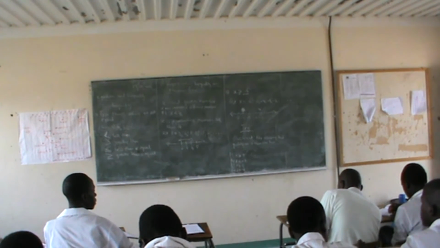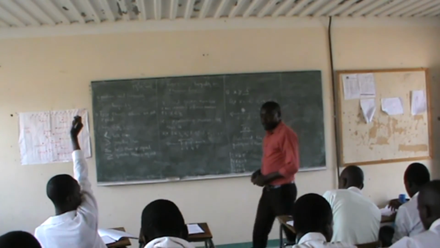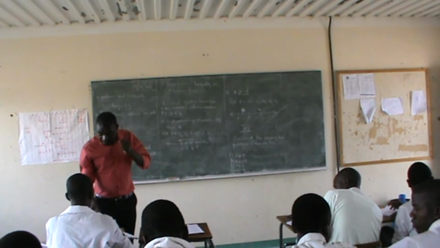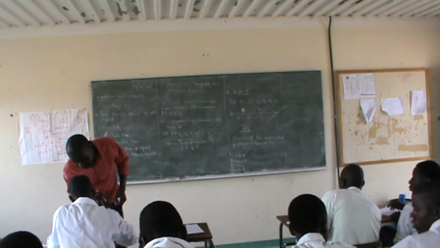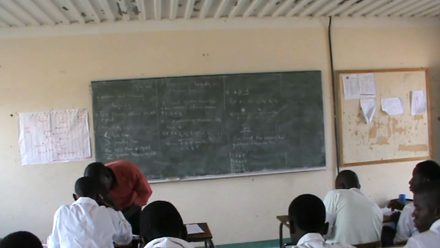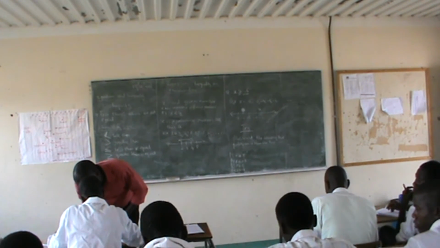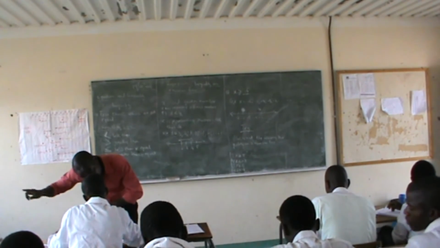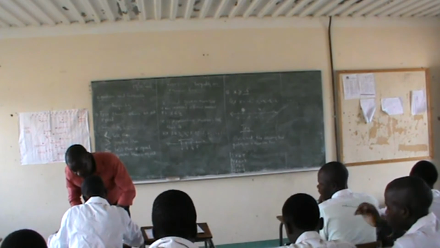X is greater than or equal. It's not black and white because you're not equal. Like for example.